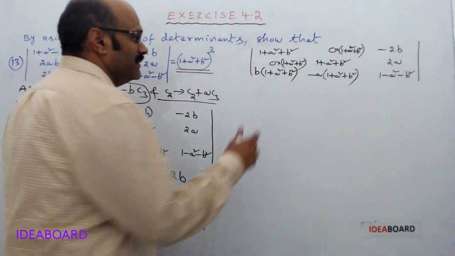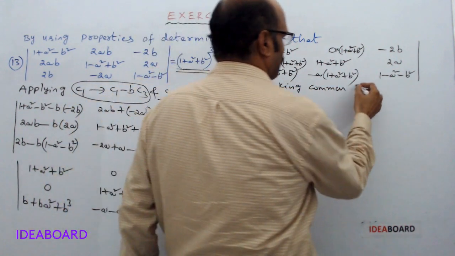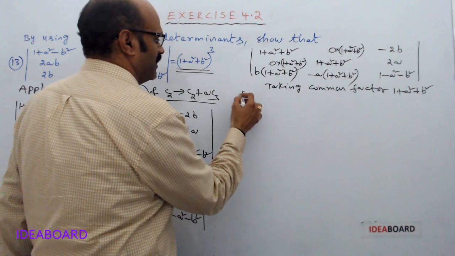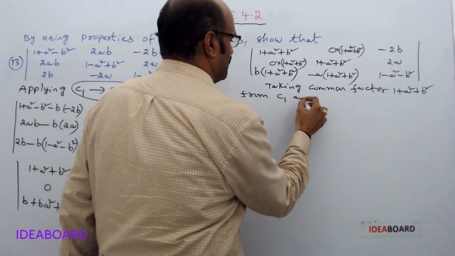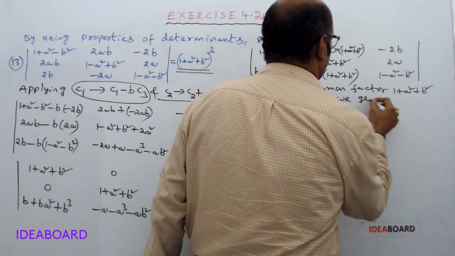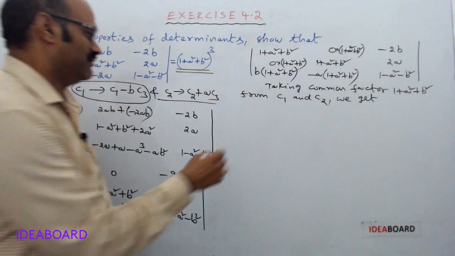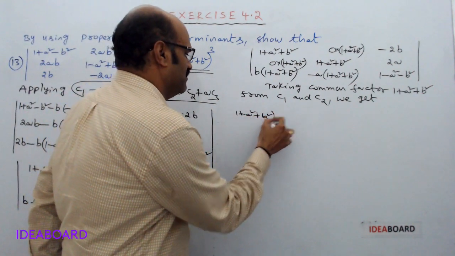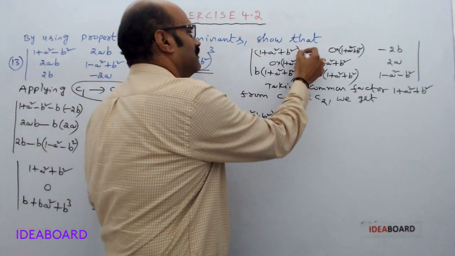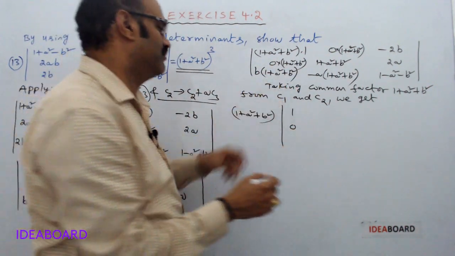So taking common factor 1 plus a square plus b square from c1 and c2, we get, if you take 1 plus a square plus b square from c1, it becomes 1 plus a square plus b square into determinant of, here we have into 1, so 1, here we are having 0. Next here we have b.